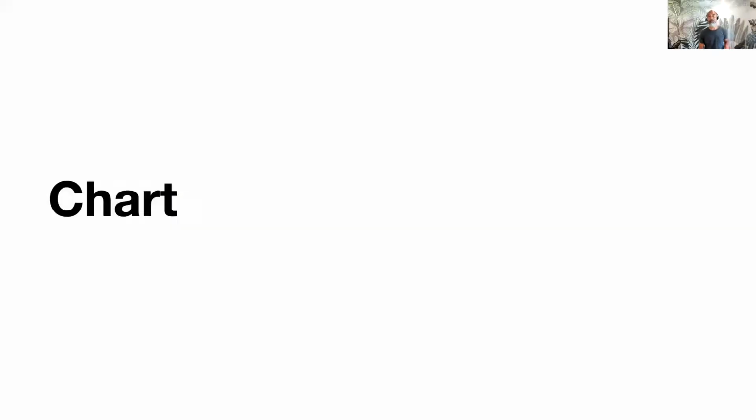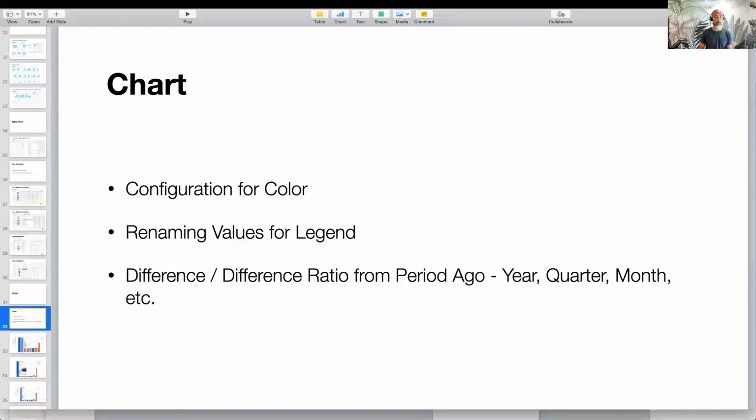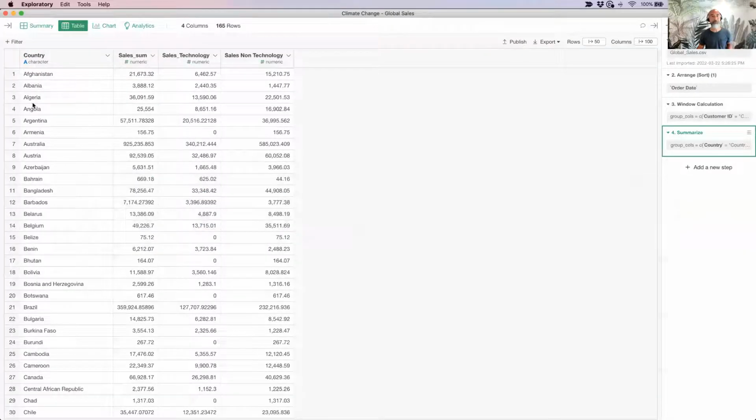So next up is the chart. And the big thing in this release is the configuration for color. We redesigned the way you assign colors or create color groups. And also you can actually give a name for each label. So what does that mean? Let's go with the demo.